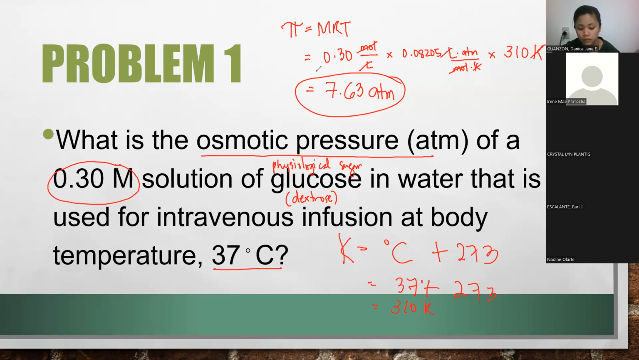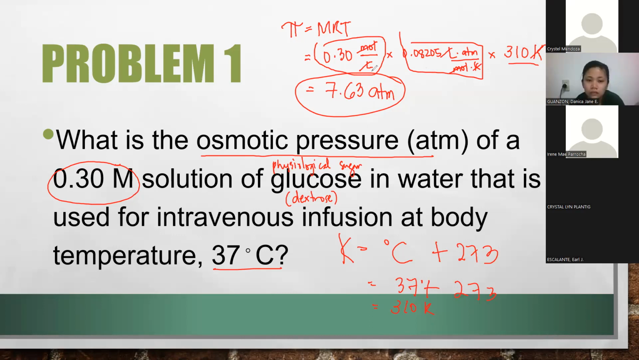I hope nasundan yan siya. This is not really a very complicated na problem solving as long as you memorize already the gas constant, and you know how to convert Celsius to Kelvin. Ito na lang yung kapag hindi given yung molarity, you have to compute for molarity first. I hope you have mastered already how to compute the molarity.